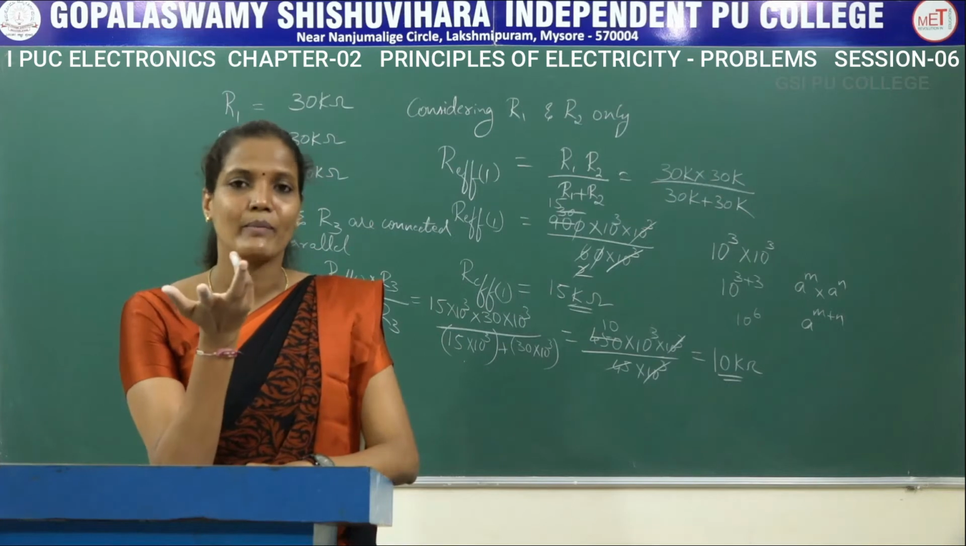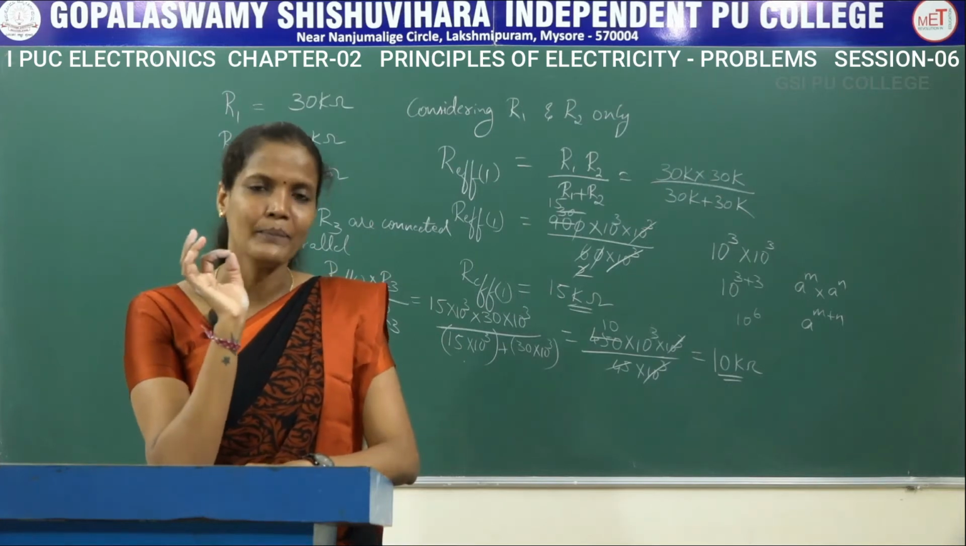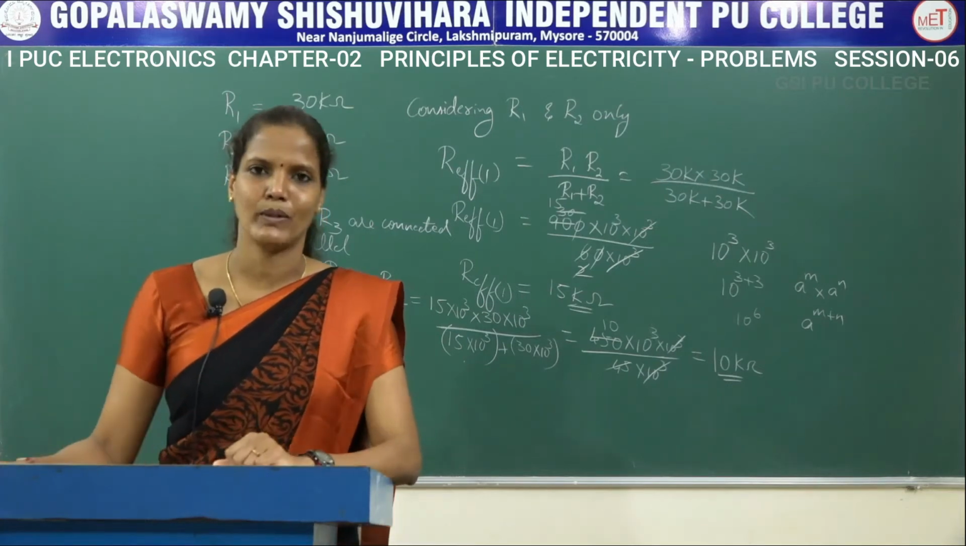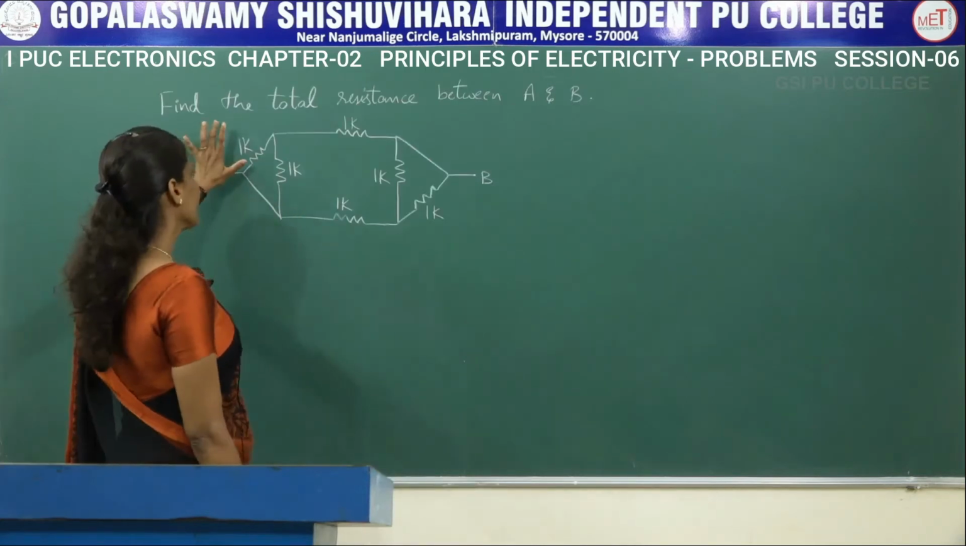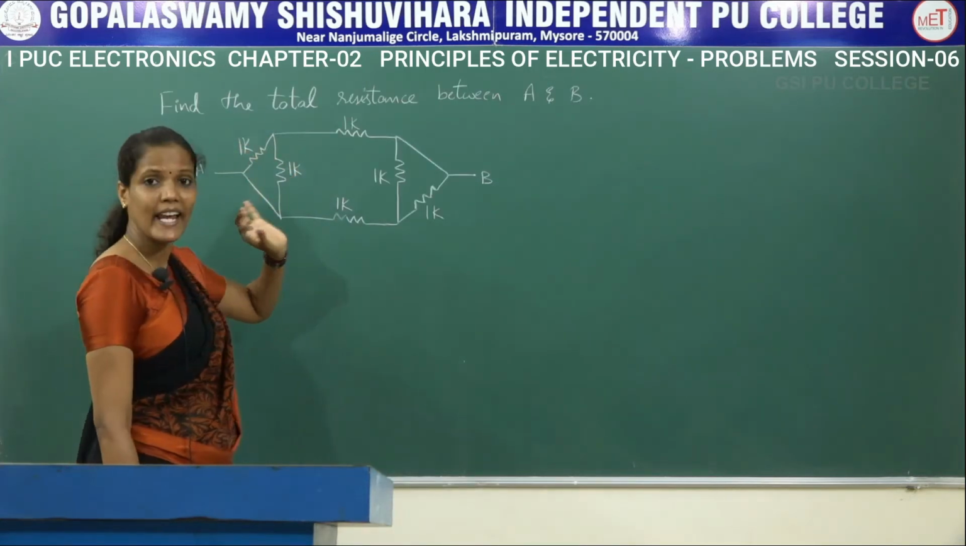So you can use whichever method you are comfortable with. Clear? Now we'll move on to the next problem. This is the next problem. Find the total resistance between A and B.